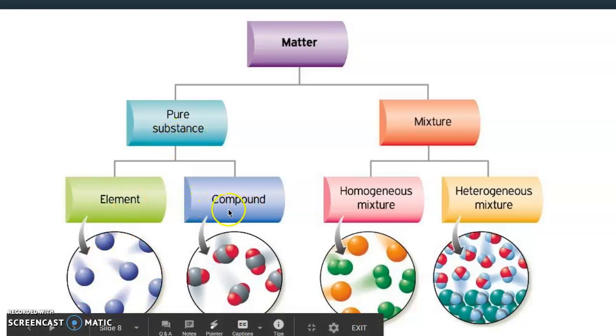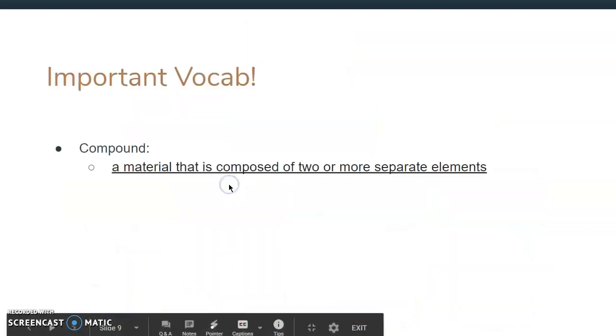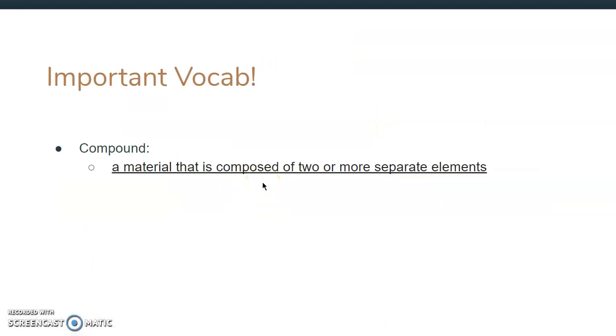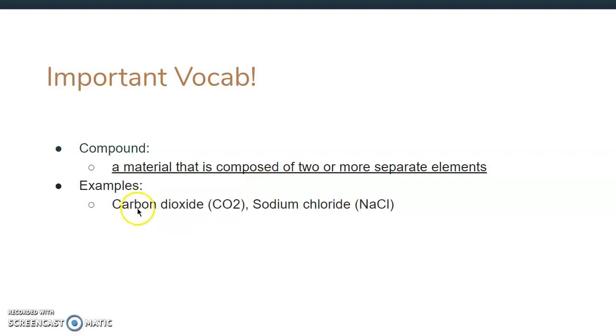The next one we are going to discuss is a compound. So, a compound is a material that is composed of two or more separate elements. Some great examples are carbon dioxide, CO2. So, we have our first element being carbon, and then we have oxygen on either side of our carbon, chemically bonded. We also have sodium chloride, which is NaCl.